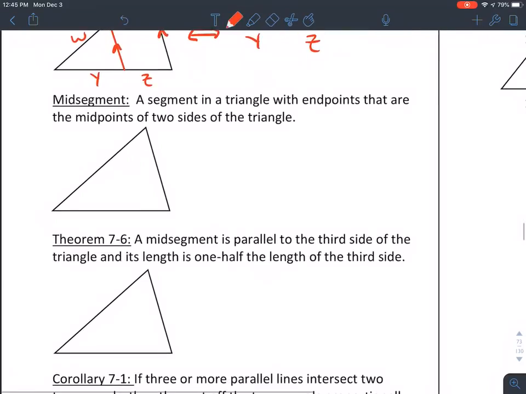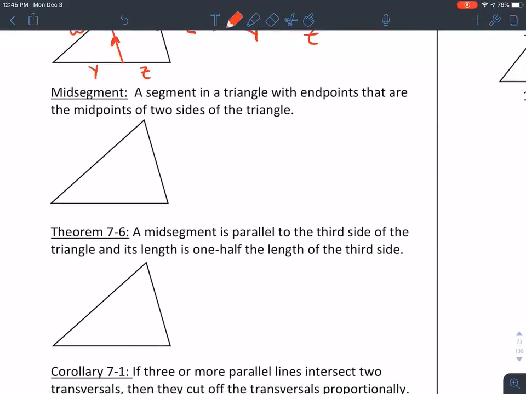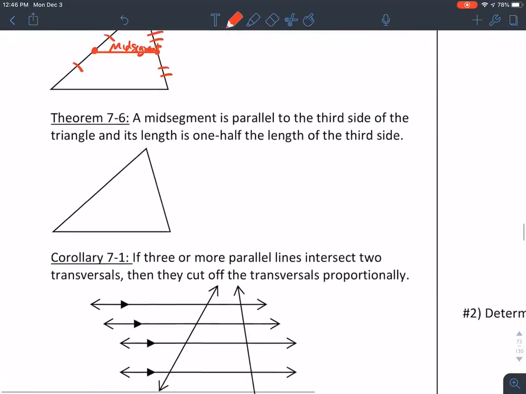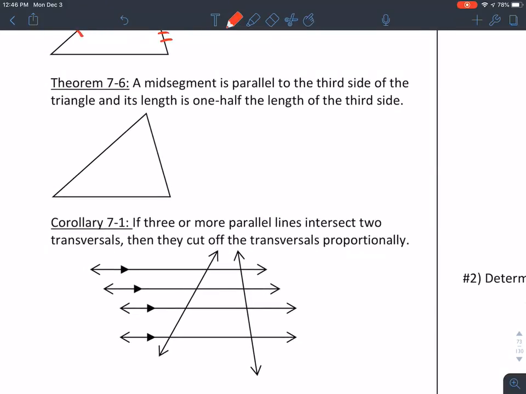Mid-segment: a segment in a triangle with endpoints that are the midpoints of two sides of the triangle. So pick two sides of the triangle, find their midpoints, connect those midpoints, and that's called a mid-segment. Theorem: a mid-segment is parallel to the third side of the triangle and its length is 1/2 the length of the third side.